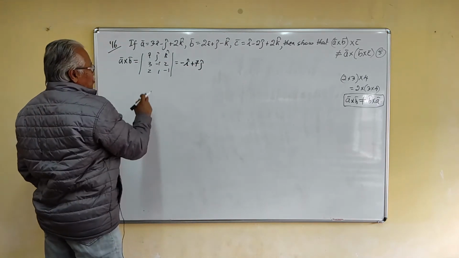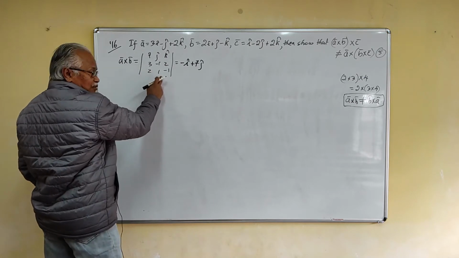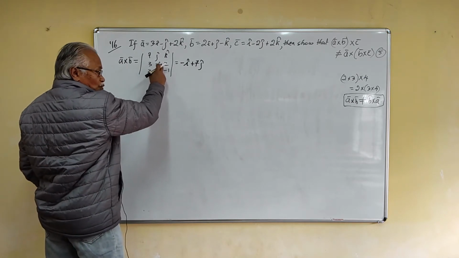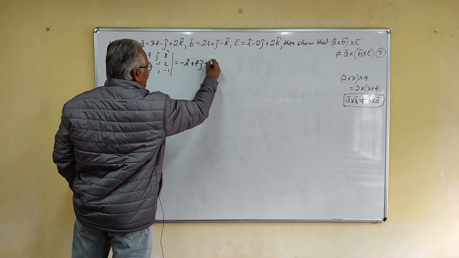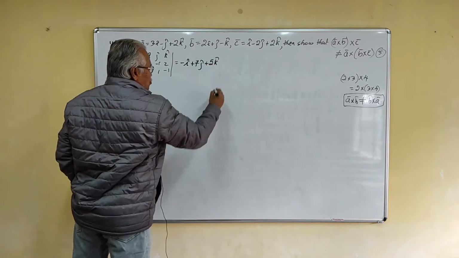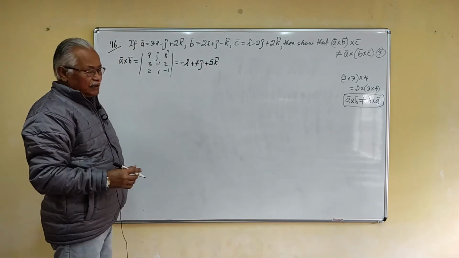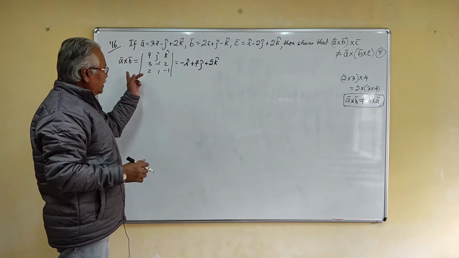And k times what will it be? 3 ones are 3, subtract minus 2 will be plus 2. 3 plus 2 is 5, so it will be plus 5k. So in one shot you can find out the value of the cross product of two vectors.